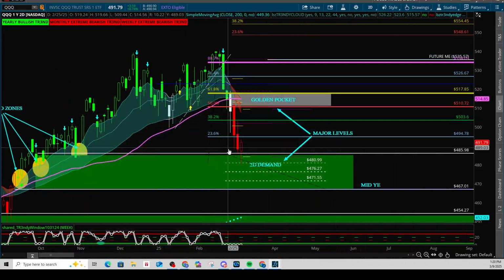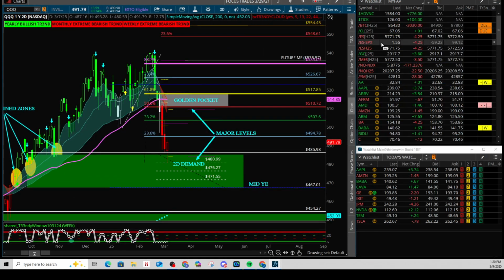This is where we're going to use Thinkorswim again. I'm going to simply come over here. A couple notes: the ES and ESH25. I've been using ESH25 since the contract rollover.